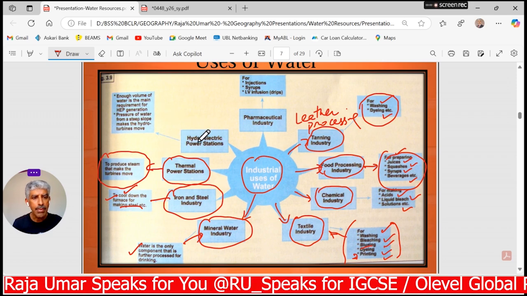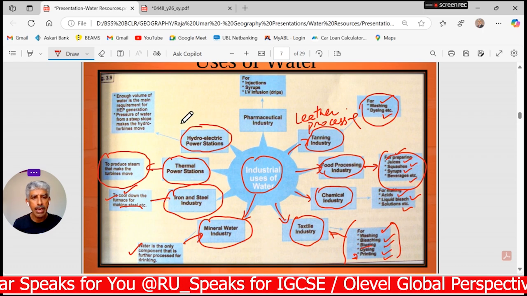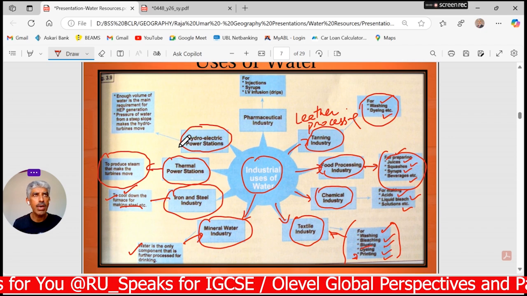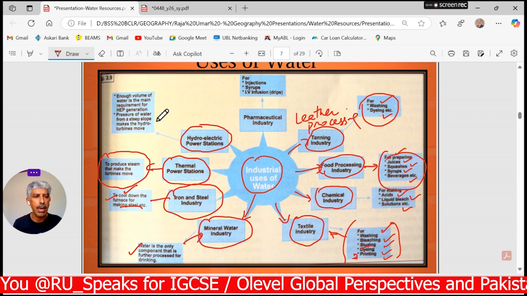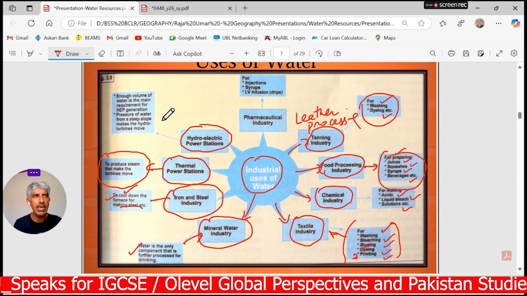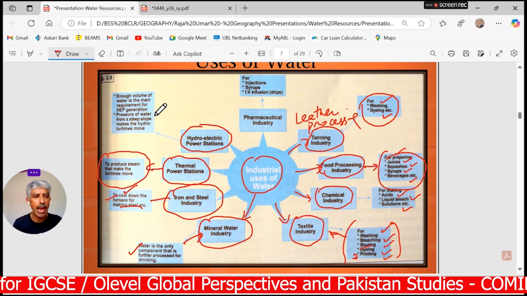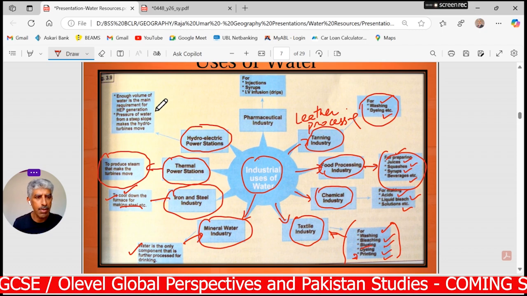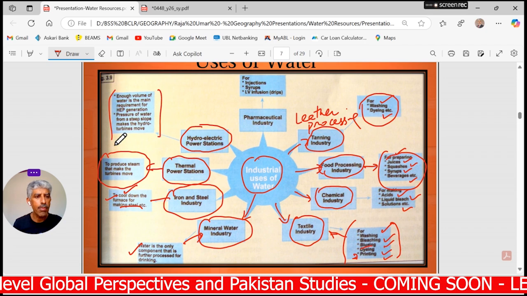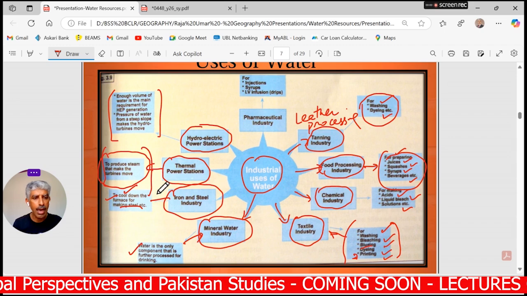And then the hydroelectric power stations, the dams, Mangla Dam and Tarbela Dam, they are really a source of generation of hydroelectric power for Pakistan. So again, the water is being used to generate power through the hydroelectric power stations in our dams, very especially Mangla, Tarbela, and Warsak dams. So important one, really very important one. Thermal power stations, very important, and iron and steel industry, very important.